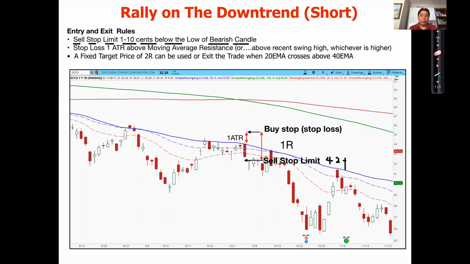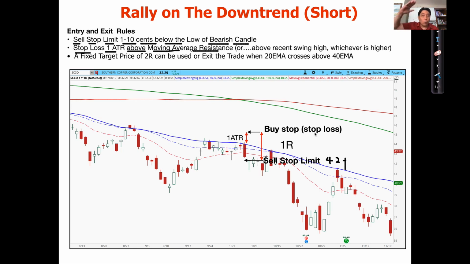All right, so where do we place our stop loss? Similarly, we place our stop loss above the moving average with a bit of buffer. So in this case, we'll place our stop loss 1 ATR above the moving average resistance. Again, you have to calculate the ATR using FinViz or using the indicator. So we measure 1 ATR. For example, it could be $1 in this case. So the stop loss would be $1 above the moving average. That would be our stop loss.